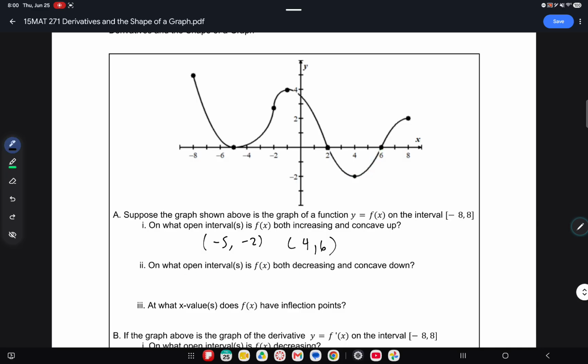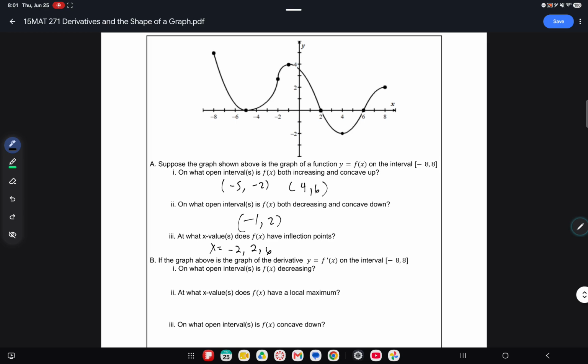All right, where are we decreasing and concave down? Decreasing and concave down. So -1 to 2. What x values do we have inflection points? This is where we are changing the concavity. So concave up, and then it switches, so -2. And then we're concave down, then it switches again, and then concave up until we switch again. So there's 3 points there.